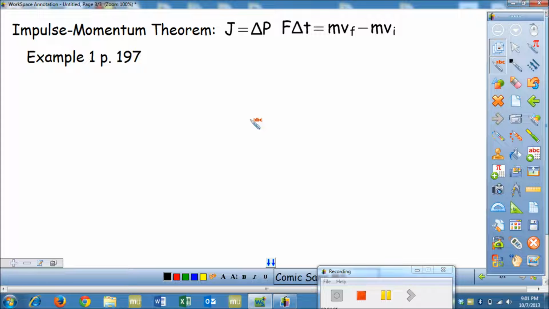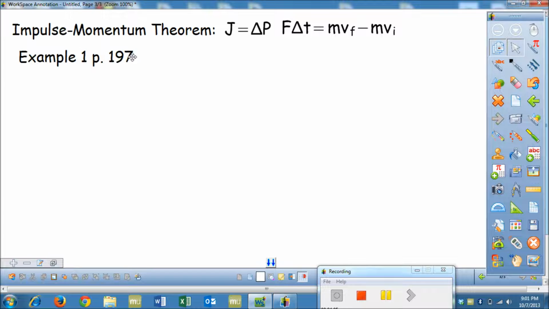Okay, so we're going to go through this problem. Remember that when this is your regular assignment to watch these videos, I'm going to expect to see notes. So you're going to take notes when we're solving problems, and also just general notes from the video. You can pause it whenever you want if you have to take a note. So, example 1 on page 197. I'm going to write down what's in this example as we go.